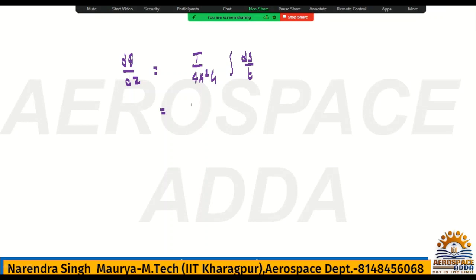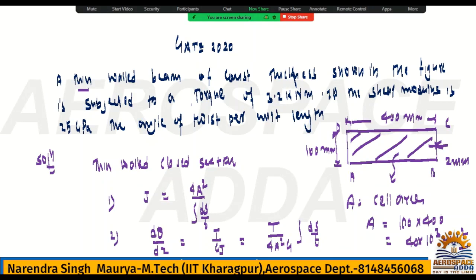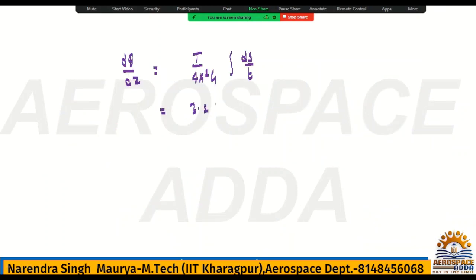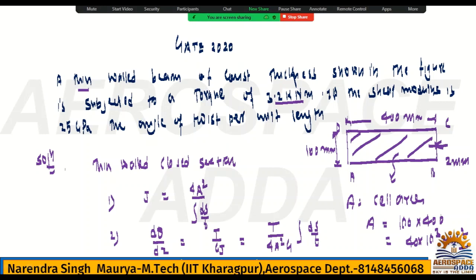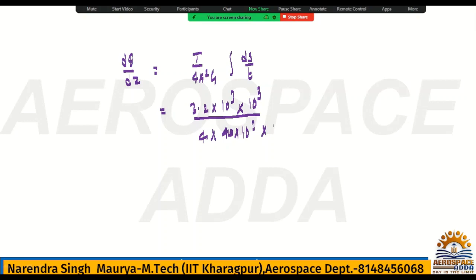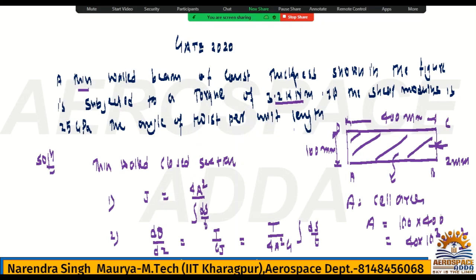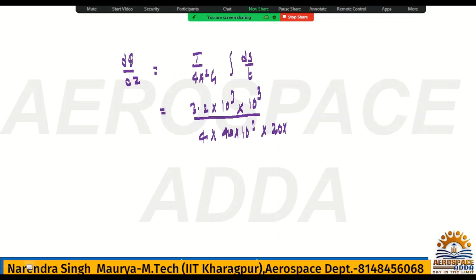Now keep the values here. T is what they have given to us? It is 3.2 kilonewton meter. Remember the unit, so it is 3.2 kilonewton, hence 10 to the power 3. It is meter, so convert into mm, so it is 10 to the power 3 again. 4 into the area you have calculated in mm, 40 into 10 to the power 3. The gigapascal you need to write in mm. So 25 gigapascal, if you convert into Newton per mm square, it should be 25.